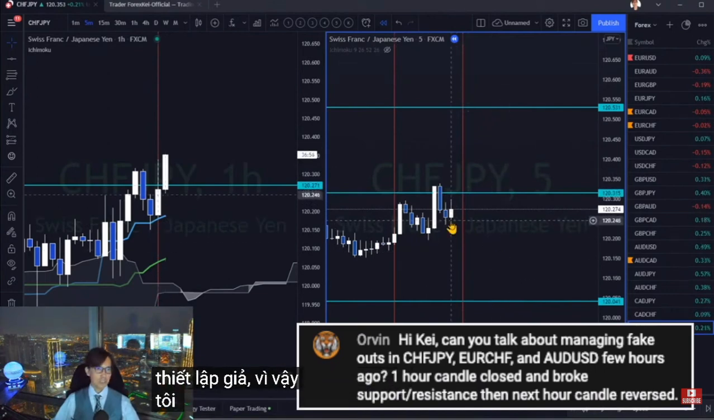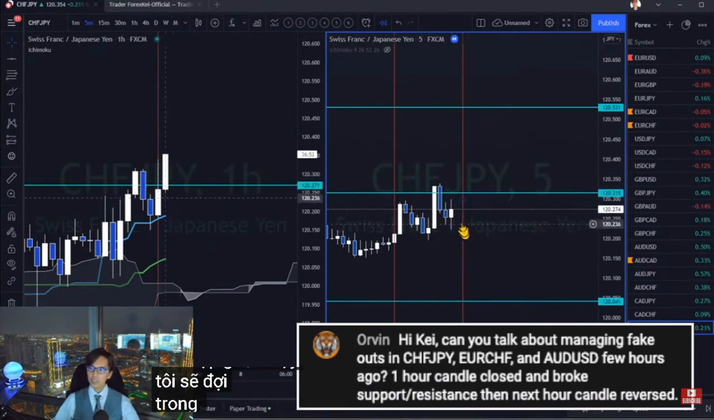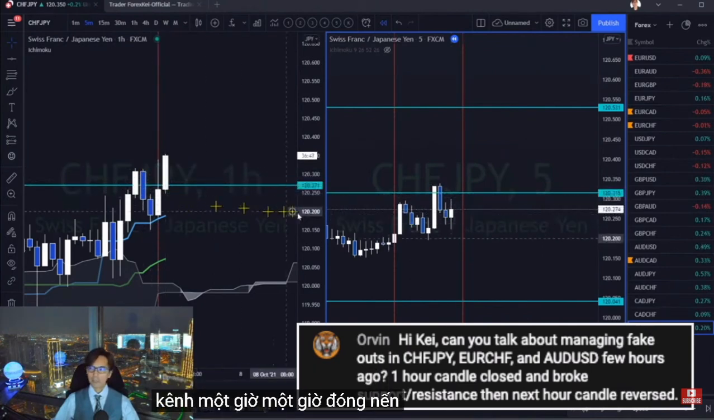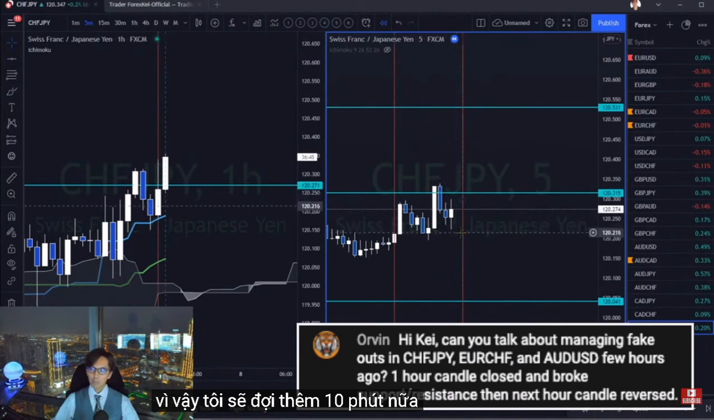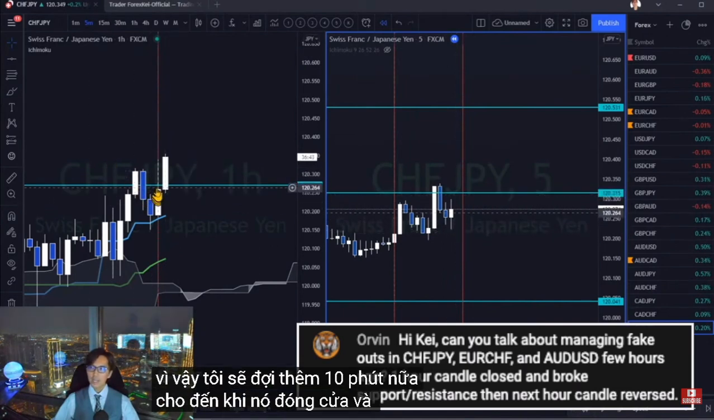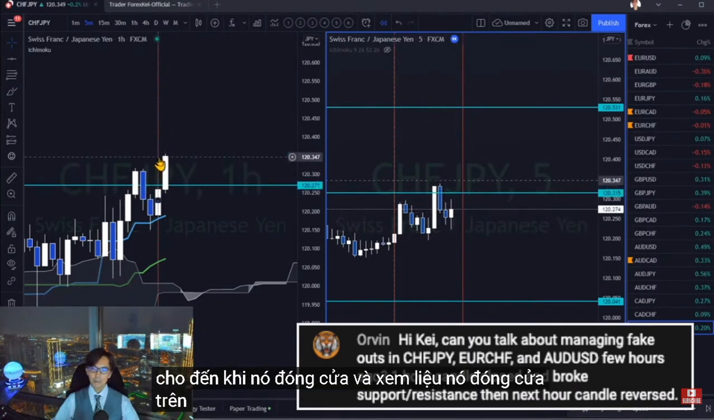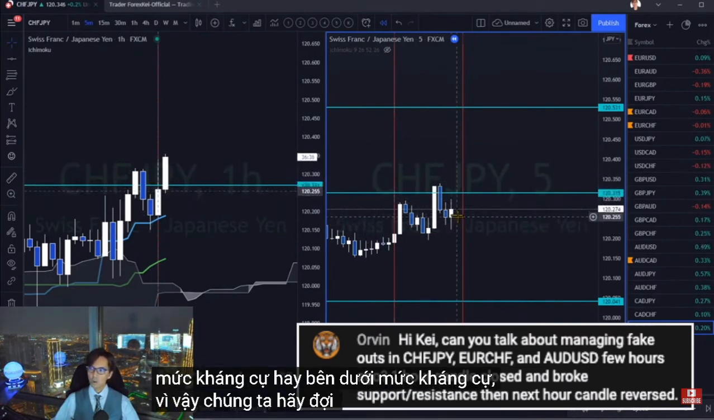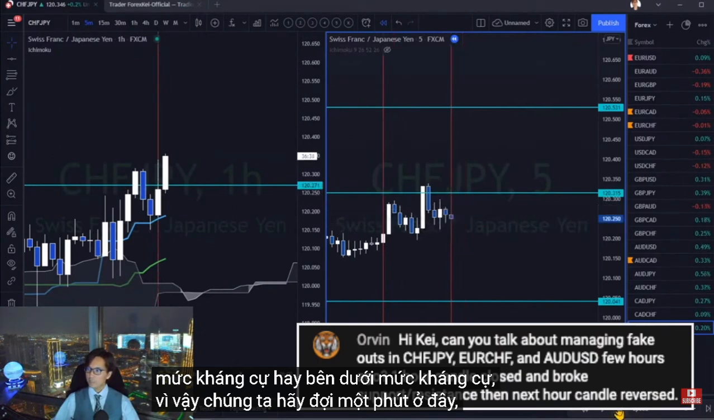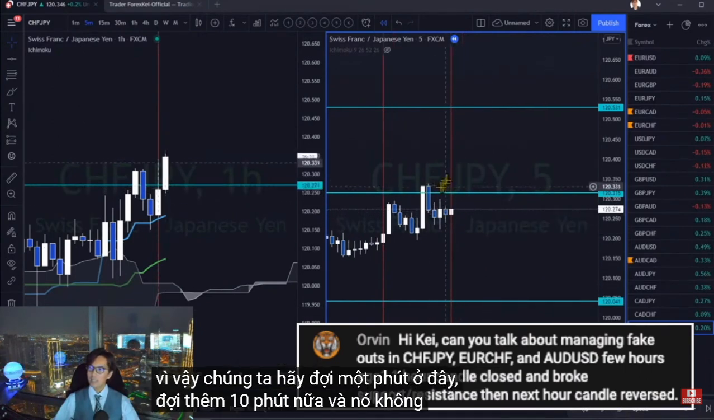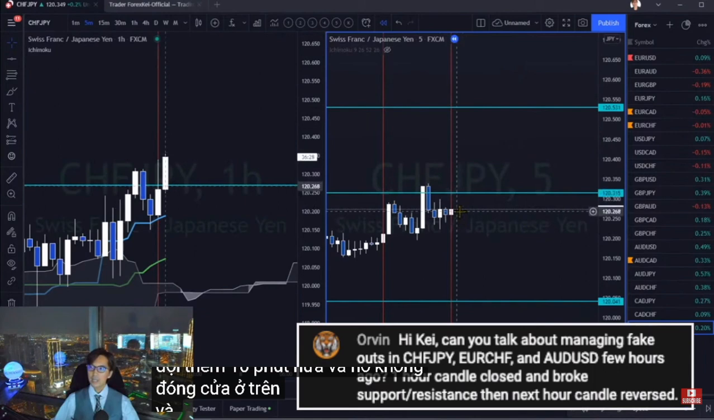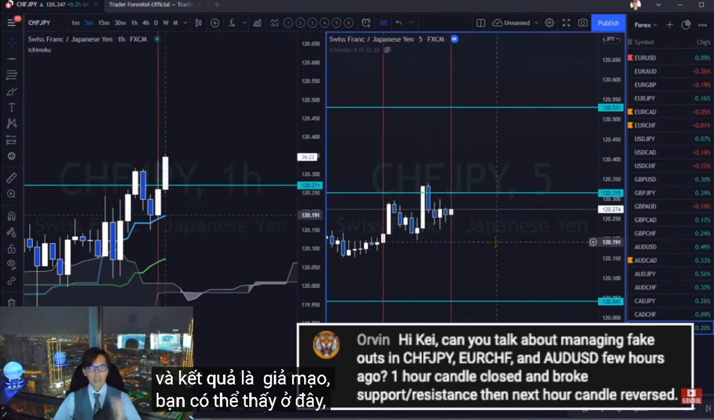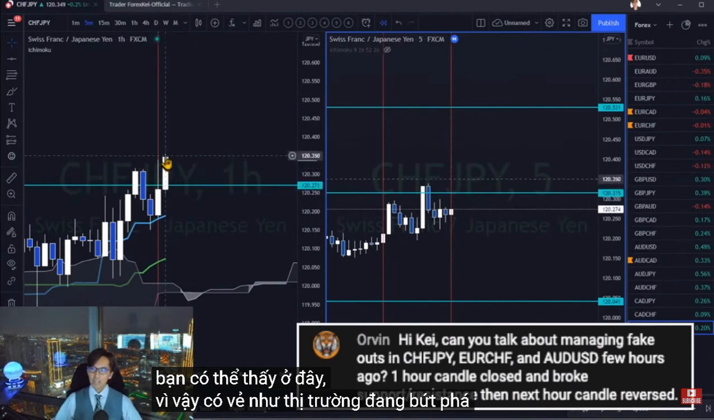So in this condition, I would wait for the 1 hour candlestick close. I would wait 10 more minutes until it closes and see if it closes above the resistance or below the resistance. So let's just wait for 10 more minutes here. We waited 10 more minutes and it didn't close above. As a result, it was a fake out. You can see here, it looks like the market is breaking upwards now.